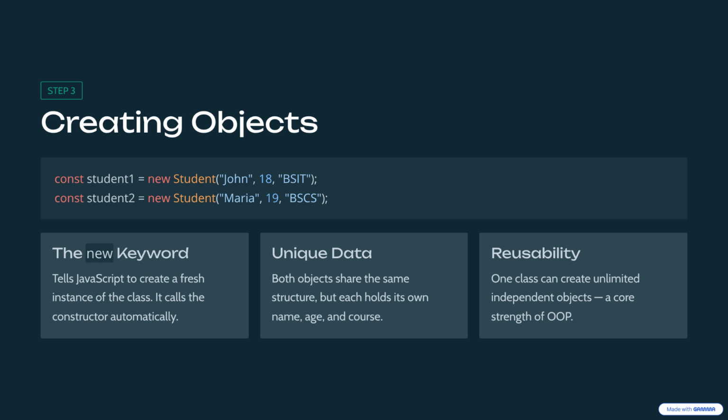Although both objects were created from the same class, each object stores different information. This demonstrates one of the greatest strengths of object-oriented programming. A single class can be reused to create many independent objects.